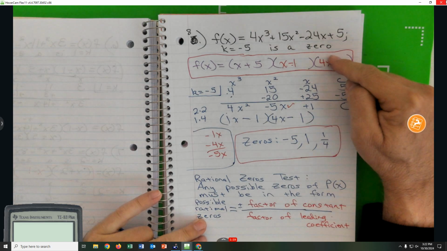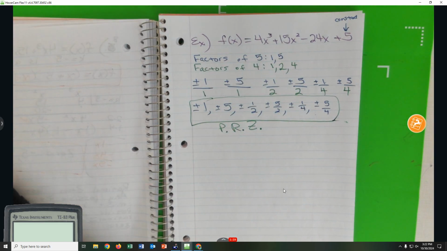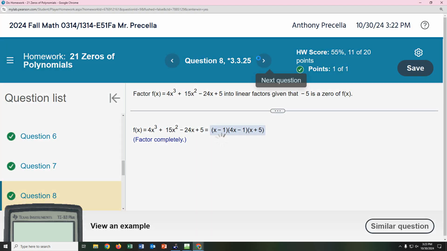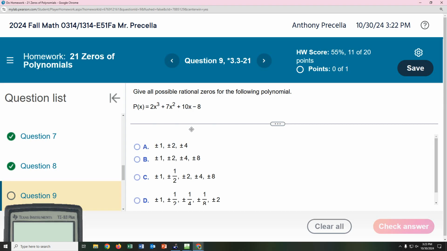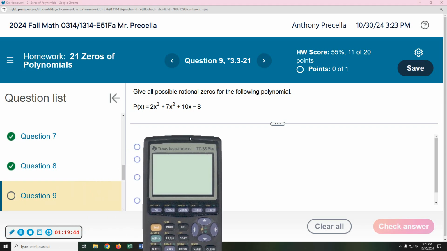You have to be able to factor when I give you a 0, and there are some problems, like, let's see, what's number 9? There are some problems where they want you to find those rational zeros, like this one here, number 9. But notice how they're giving it to us as multiple choice, so you don't have to type in those things. That's pretty nice. Number 9.